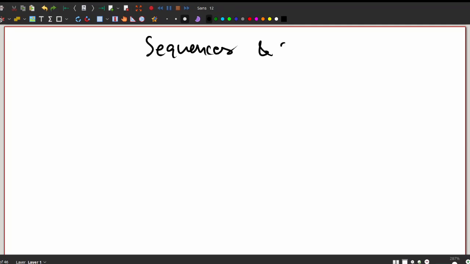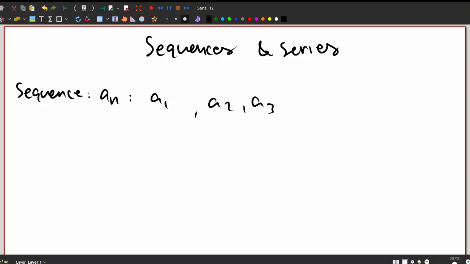Let's talk about sequences and series. So a sequence is usually written as a of n, and it is simply an ordered list of outputs, so a of 1, a of 2, and a of 3, that correspond to the natural numbers n, so 1, 2, 3, so on and so forth.